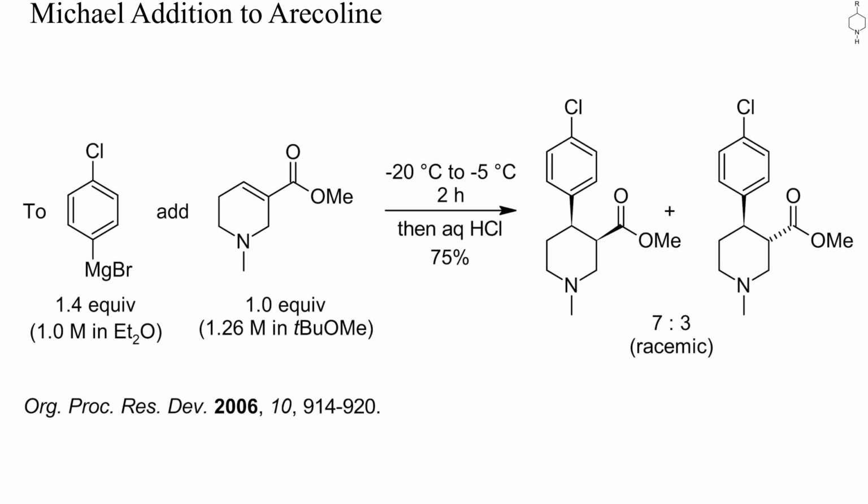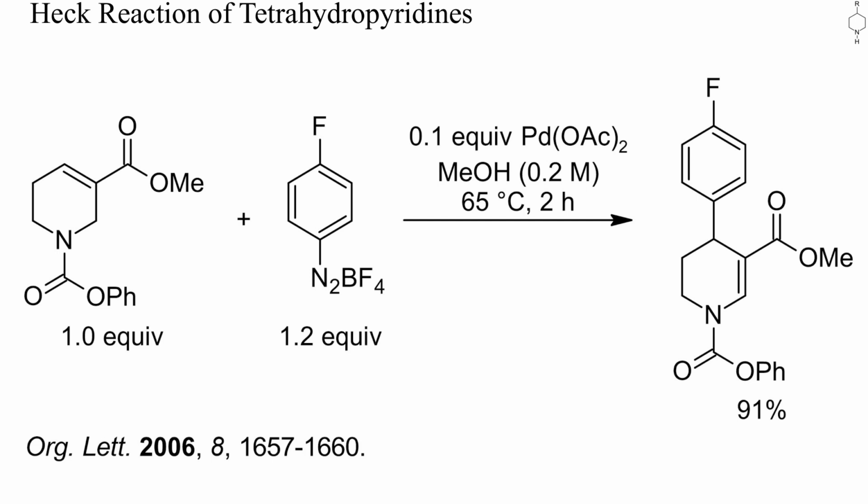Sometimes even Grignard reagents add preferentially to an activated alkene and not to an ester. Here, arecoline reacted with a slight excess of an aryl magnesium bromide with high selectivity at the olefin. The stereoselectivity was poor though. The Heck reaction is another strategy to introduce aryl groups at position 4 of partially reduced pyridines. Here an intermediate aryl palladium complex was generated from a diazonium tetrafluoroborate, and the Heck product was obtained in excellent yield.